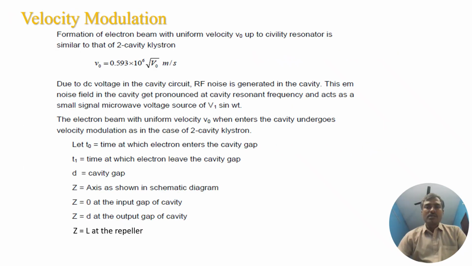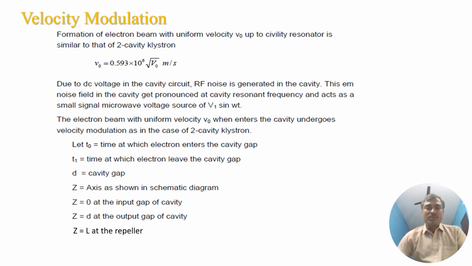electrons. Similar to the two-cavity Klystron amplifier, the reflex Klystron also works on the principle of velocity modulation. Once the electron beam is produced by the electron gun, the electrons travel with a uniform velocity of 0.593 × 10^6 √V0, where V0 represents the DC voltage supplied to the electron gun. Once it reaches the cavity gap, the velocity of the electron is modified with the help of the RF noise voltage available in the cavity gap.